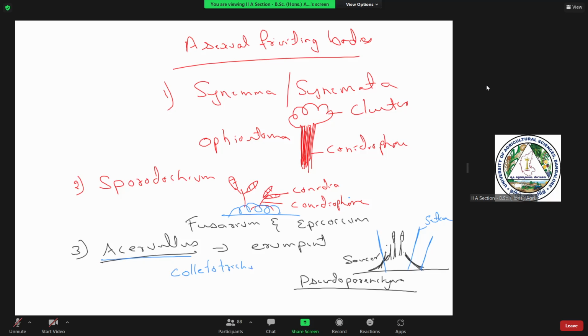The genus Colletotrichum, as well as Pestalotia. A cushion-like fruiting body having conidiophores and conidia, which normally break out through the epidermis, and sterile structures like setae are commonly seen. And this aggregation is because of the epidermis. Okay?